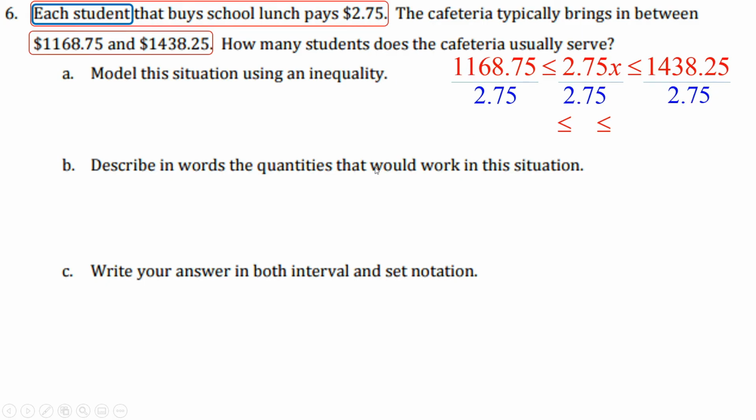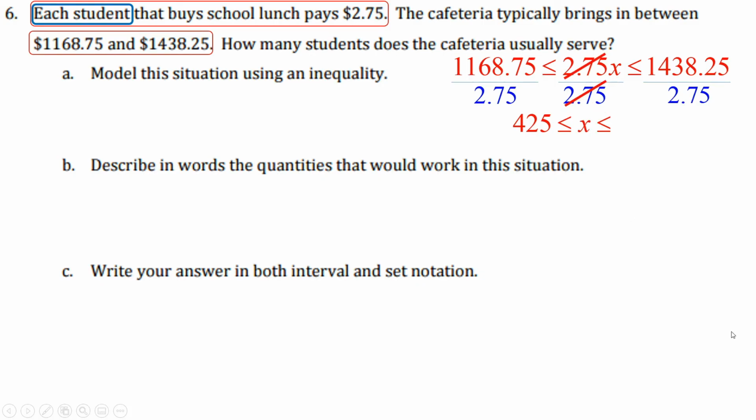And on the left, well, I better get out a calculator. Let's do this carefully now. These are dollars, right? How many students does the cafeteria use? So this is number of students, so I'm going to want whole numbers here. Let's see if that's what I did. 1168.75 divided by 2.75, and I'm getting 425 exactly. Well-written problem. And in the middle, the 2.75s cancel, leaving x.